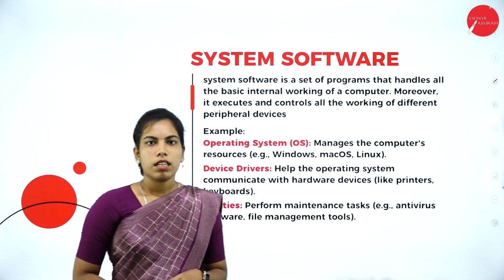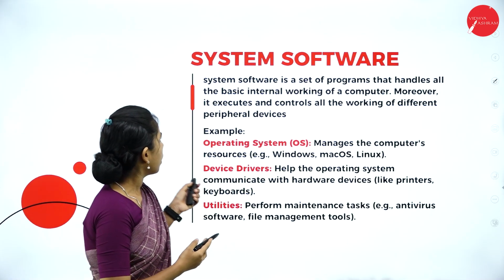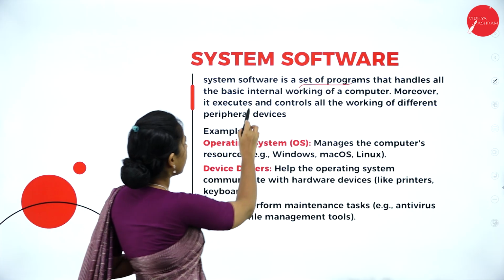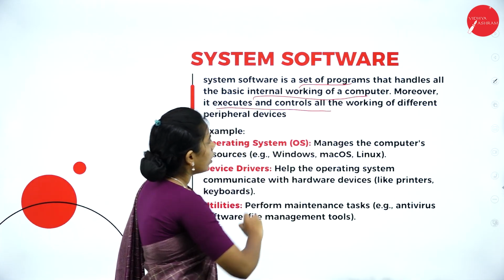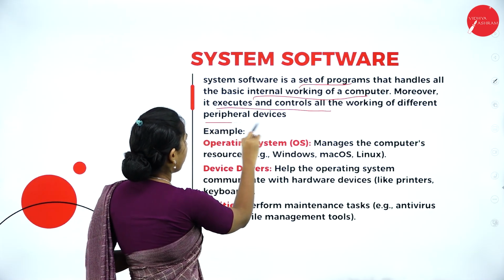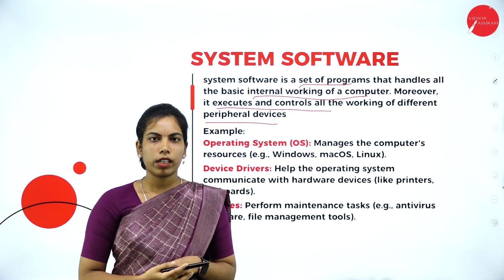And the next one is system software. So what do you mean by system software? A system software is a set of programs that handles the basic internal working of a computer. Moreover, it executes and controls all the working of different peripheral devices. Peripheral devices, in the previous session you already know what peripheral devices are.